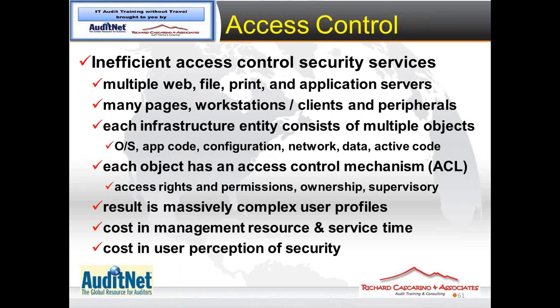Generally speaking, access control is inefficient at the security service level. We've got multiple webs, files, prints, etc., stacks of pages. Each infrastructure entity will consist of multiple objects, some of which you want them to get into, some of which you don't. And each object can then have an access control mechanism with the rights and permissions and the owners. And it's a nightmare. Massively complex user profiles, huge cost in overhead, machine overhead and management resource, and a huge cost in what the user thinks of security.